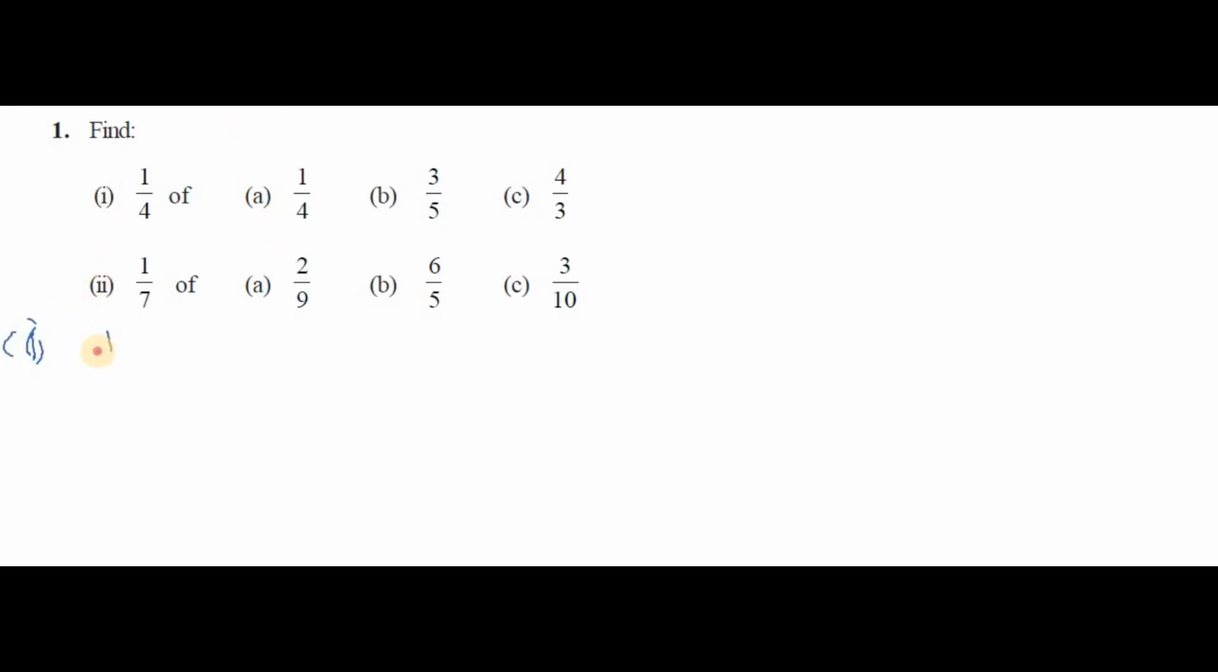1 by 4 of 1 by 4 is equal to 1 by 4 into 1 by 4, where 'of' means into. There is no chance of cancellation between numerators and denominators, and we already know that denominators cannot be cancelled. So we will multiply numerators and denominators. 1 1s are 1, 4 4s are 16.